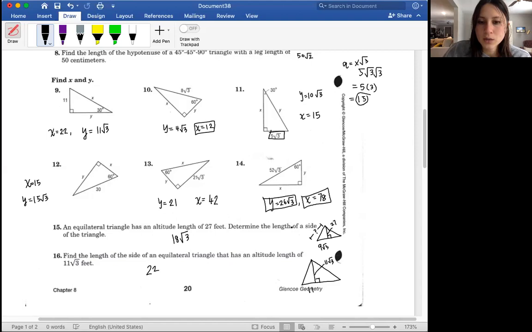Draw out an equilateral triangle, and then it says find the length of a side of the triangle. So you're looking for that hypotenuse there. Okay, hopefully that kind of clarifies things. If you have questions, just let me know.